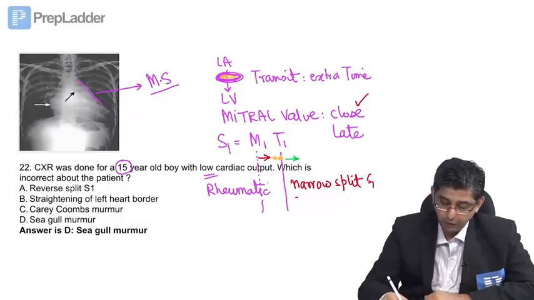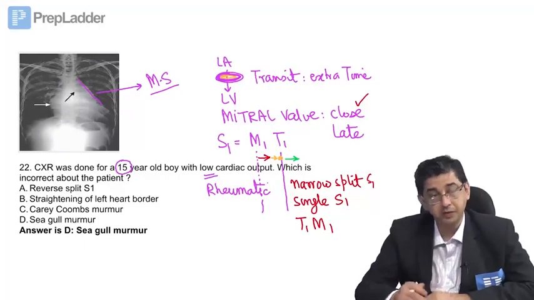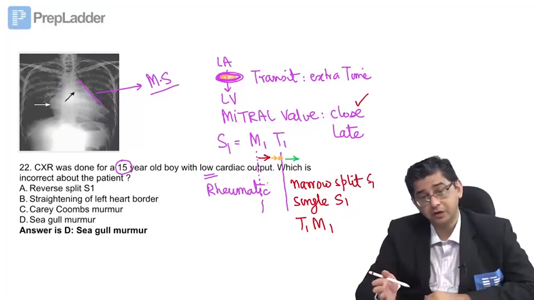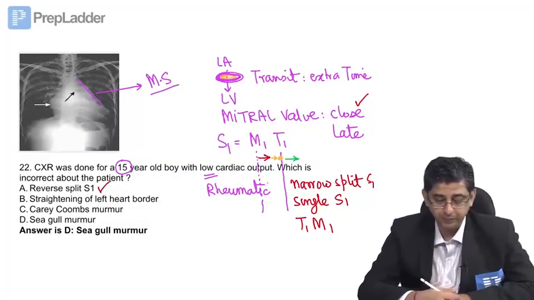Then the mitral valve will close so late that there will be a single S1, and then there could be a possibility that the patient could have a reverse split first sound, that is T1M1, which is, tricuspid valve will close on time, but the mitral valve is closing so late that it is closing after the tricuspid valve. So the first statement looks decent, okay.